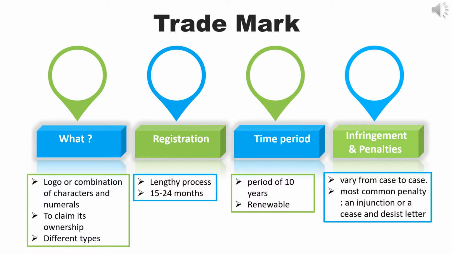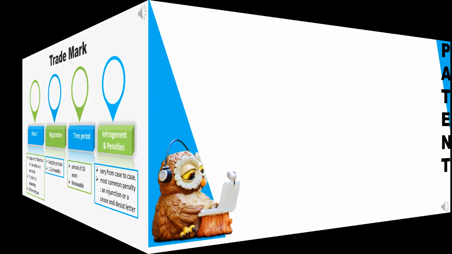The infringement of trademark is violation of exclusive rights that are attached to a registered trademark without the permission of the registered owner or licensees. Depending on how extensively a trademark was violated, trademark infringement penalties can vary from case to case. The most common penalty for trademark infringement is an injunction or a cease and desist letter directing the infringer to stop using the trademark material. The court may also award monetary damages. So, this was all about trademark.